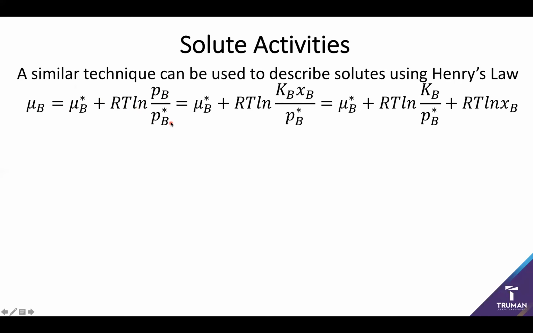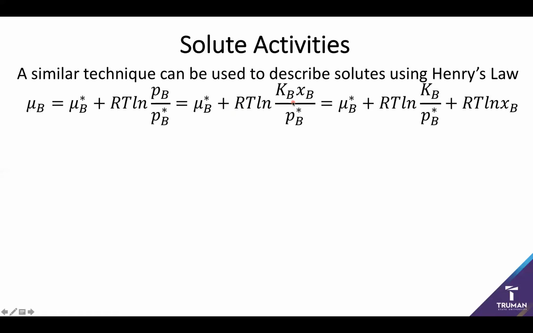Now, how we make use of Henry's law is we replace the vapor pressure of the solute with essentially the mole fraction of the solute times the Henry's constant, which is essentially, again, our fudge factor here, which helps correct our potential.